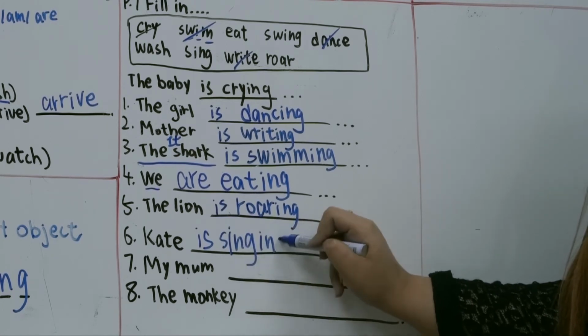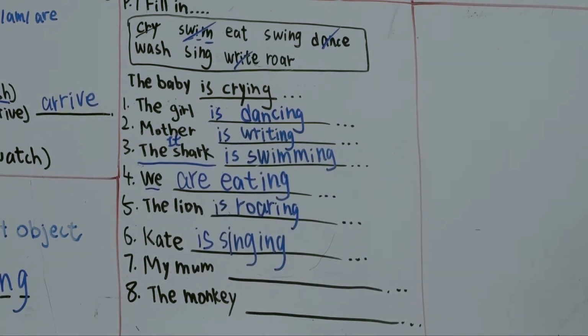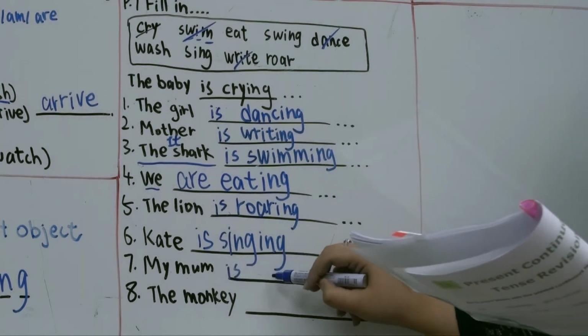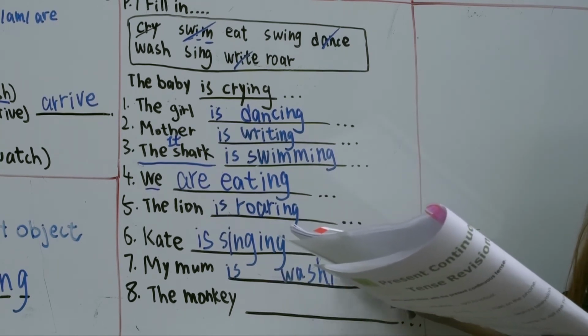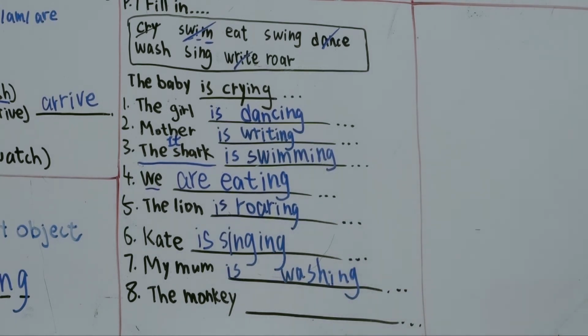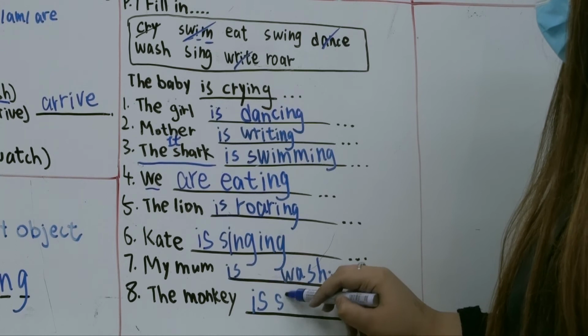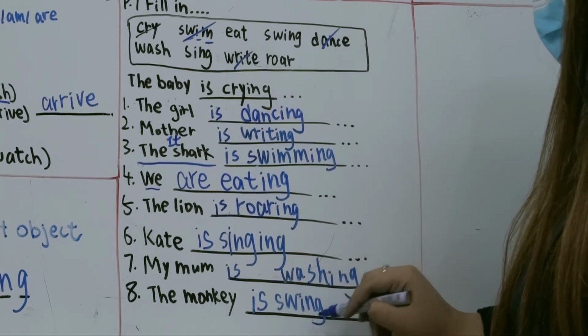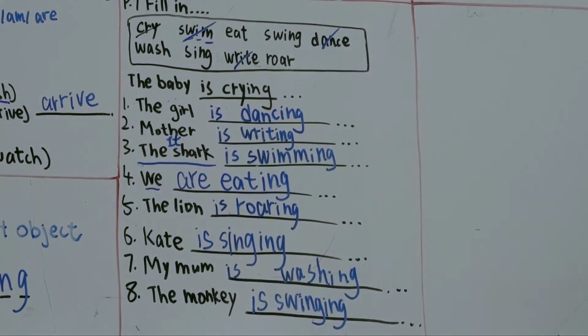Let's see. What happened, Jamina? My mom is washing. Yeah, let me write washing here. The monkey is swinging from tree to tree. Check your answers.